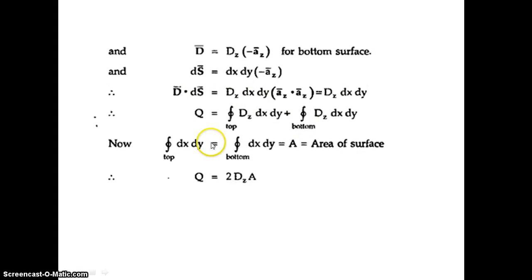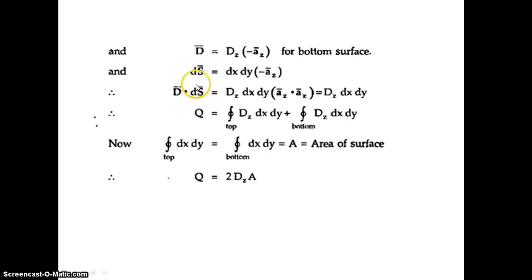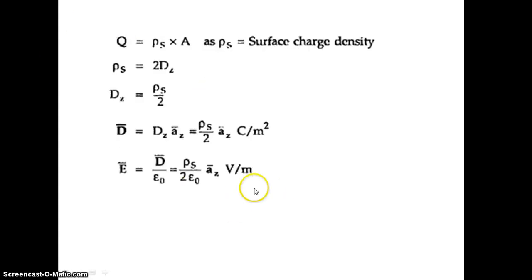Simplifying this, for the top surface Dz dx dy plus for the bottom surface Dz dx dy, which is equal to the area of the surface, A equal to the integral of dx dy. So Q equals 2 Dz A. We can also find Q equal to rho s into A. Equating these two, we find that D equals rho s by 2 az coulomb per square meter.